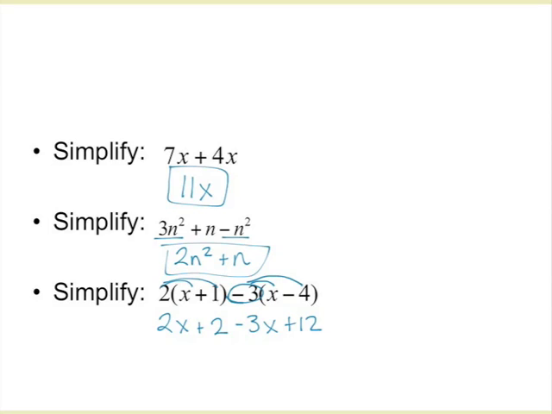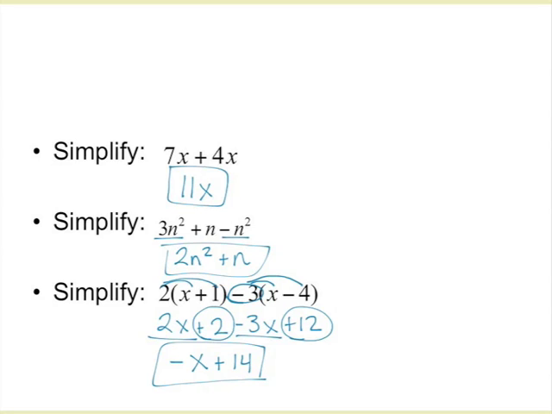Now we can combine up like terms. X's are like x's. 2 minus 3 is negative 1. You can write the 1 or not write the 1. It doesn't really matter. And then our constant values, 2 and 12 makes 14. You could also write it as 14 minus x, and that's totally fine as well.